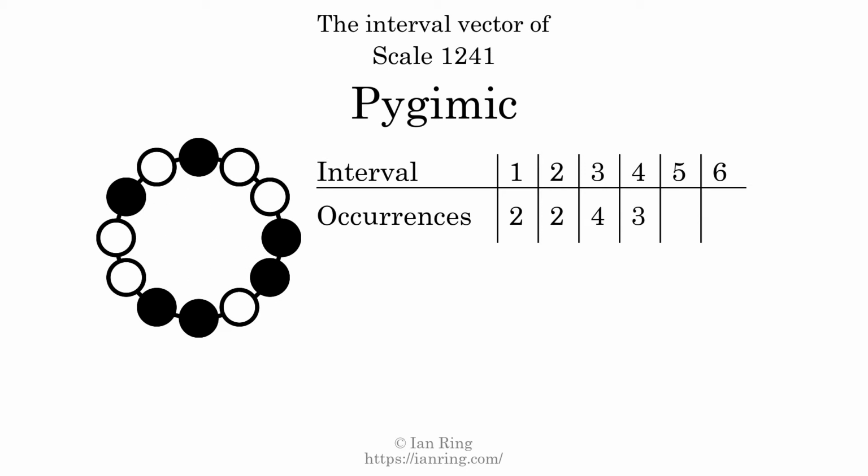There are 3 intervals with the size of 4 semitones. They are here, here, and here. There are 2 intervals with the size of 5 semitones. They are here and here. There are 2 intervals with the size of 6 semitones. They are here and here. Each interval does not appear in this scale a unique number of times, so this is not a deep scale.